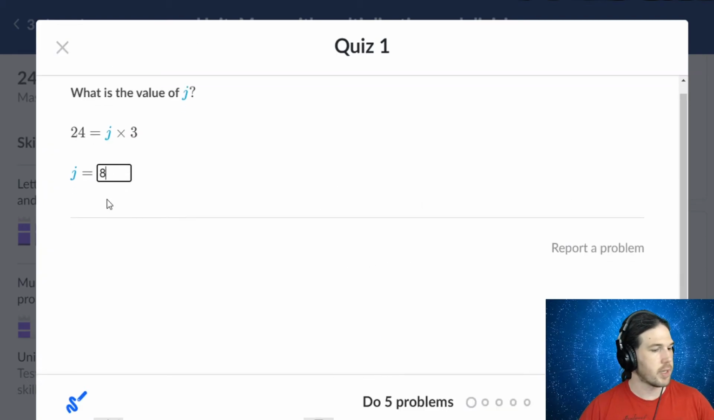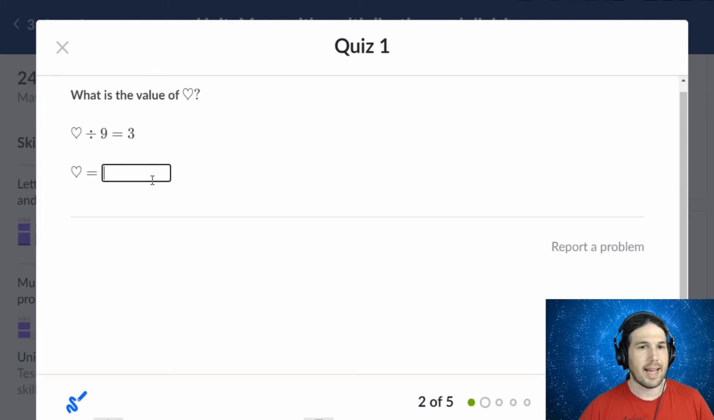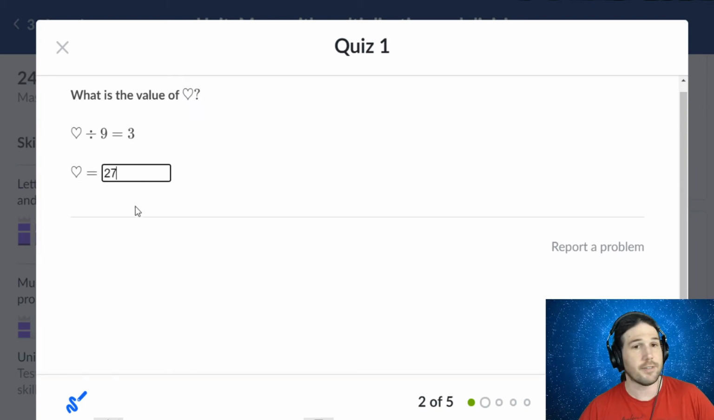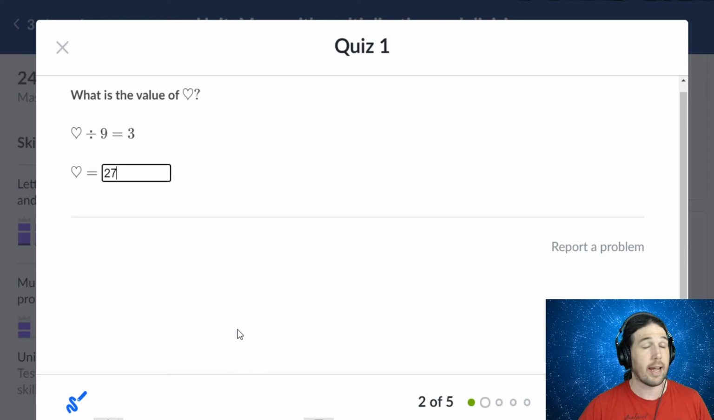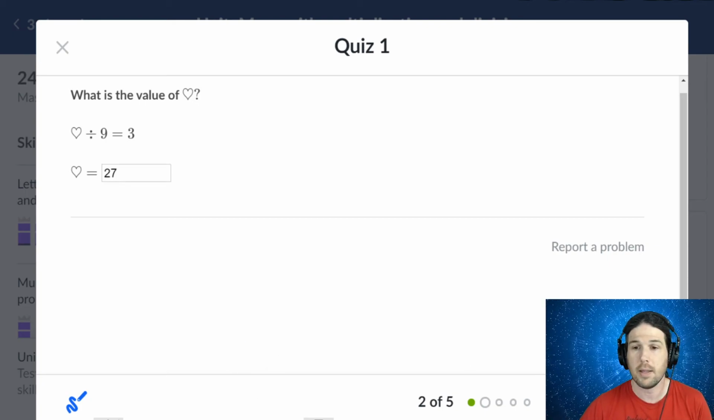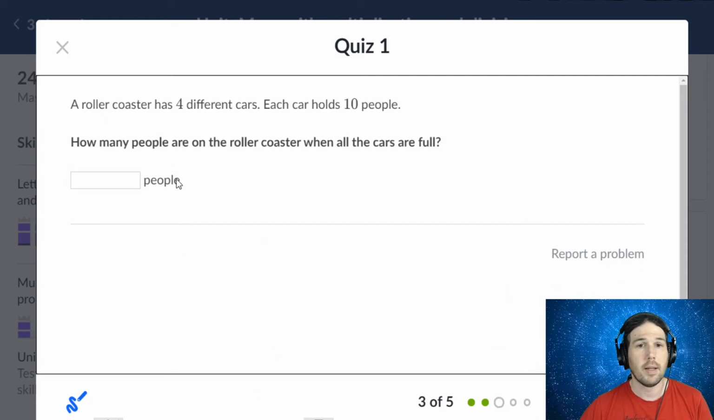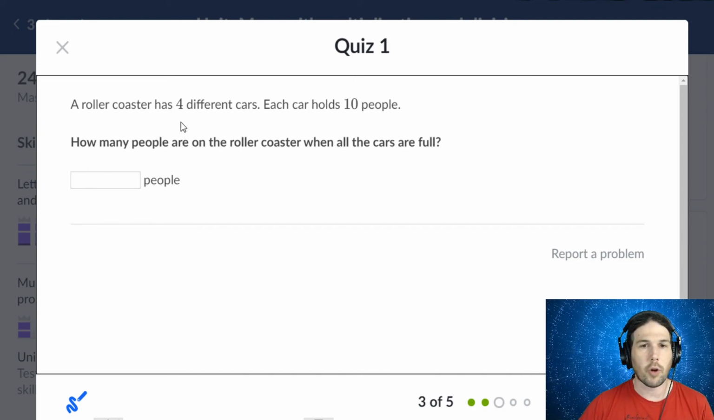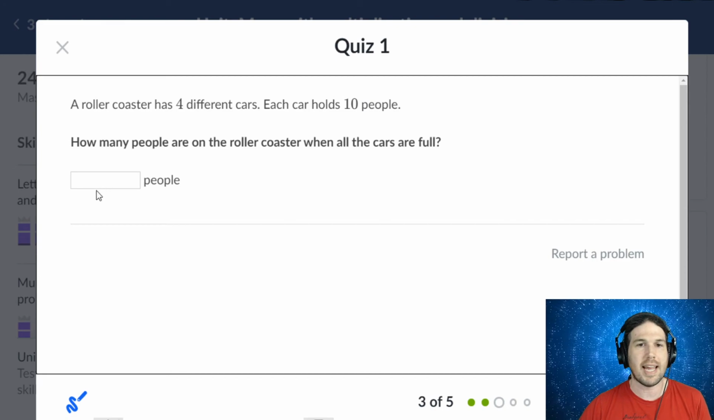24 is 8 times 3. Again, 27 divided by 9 equals 3, and again, I almost reached for the 3 key. I don't know what's going on there. Actually, I do. I explained it, but I don't know why it's still stuck on me. A roller coaster has 4 cars. Each one holds 10 people.